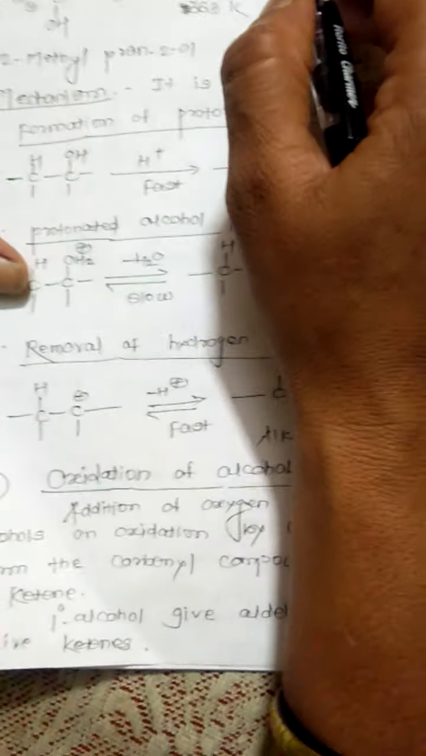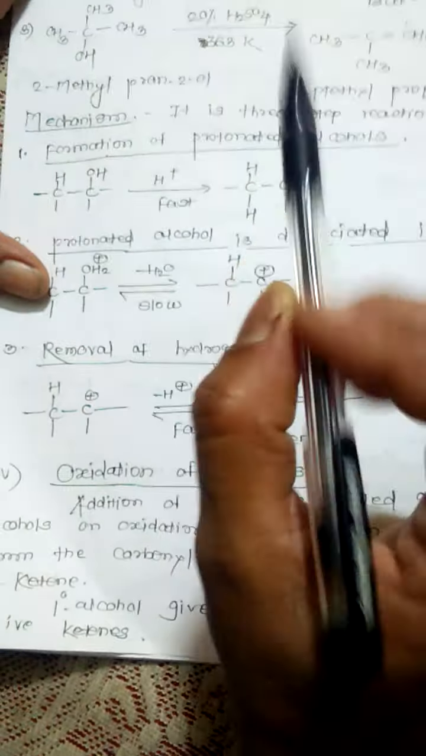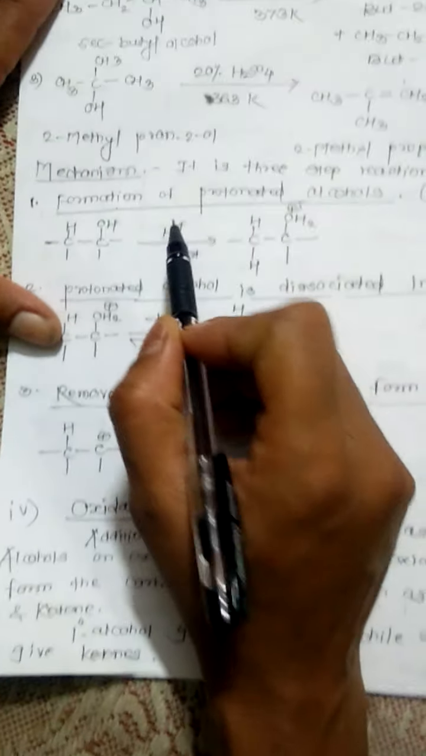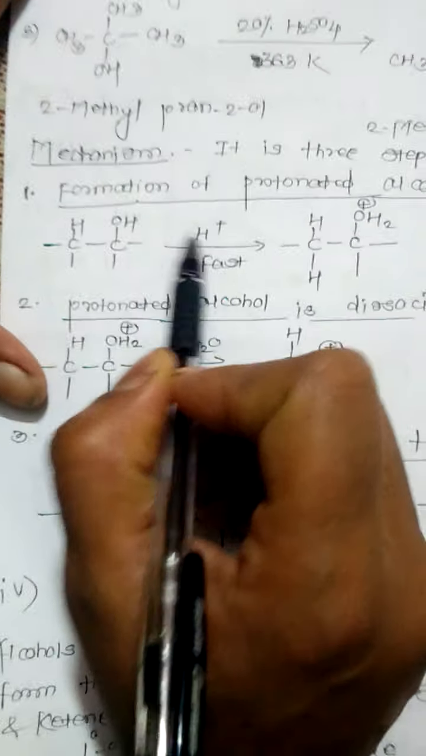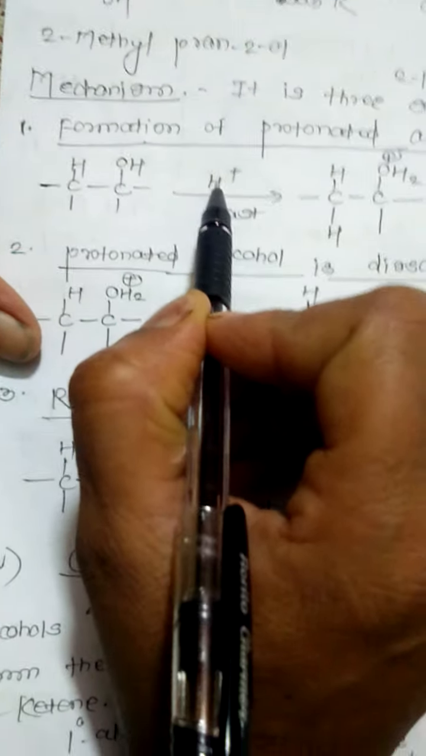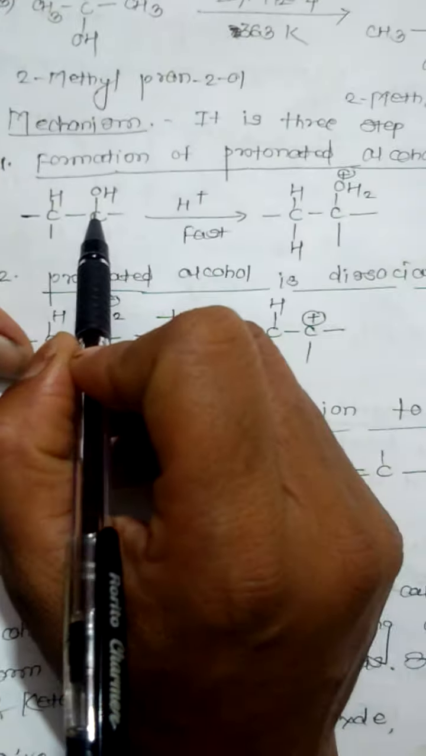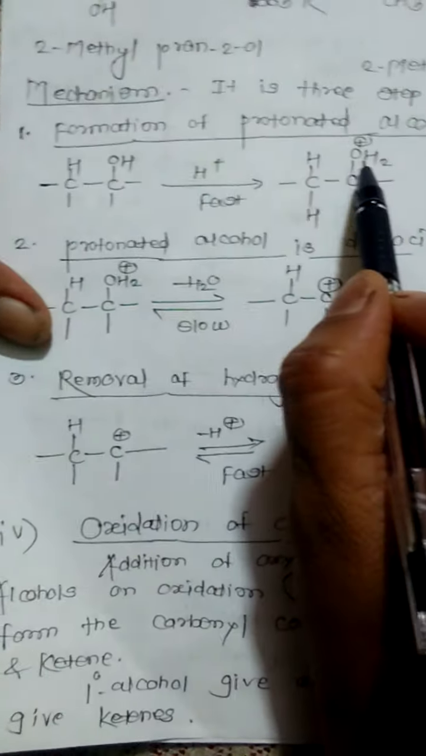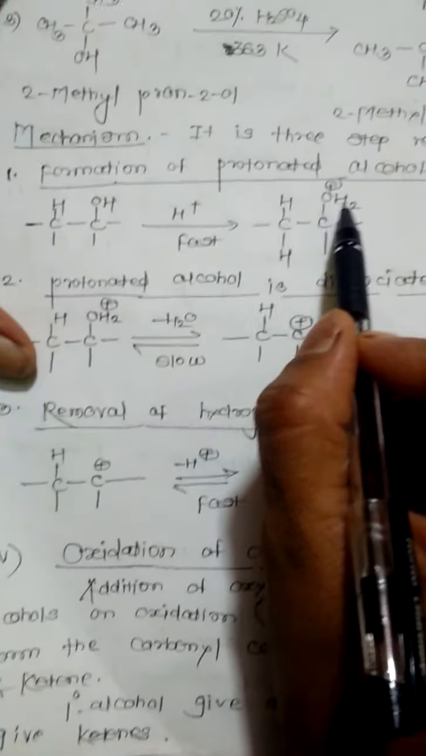What is the meaning? H2SO4 we use here as a catalyst, that is, being an acid it gives H plus. So that H plus is added here. The catalyst helps the reaction. So this H plus from H2SO4 acts on the alcohol containing OH, resulting in the formation of the OH2 plus group.